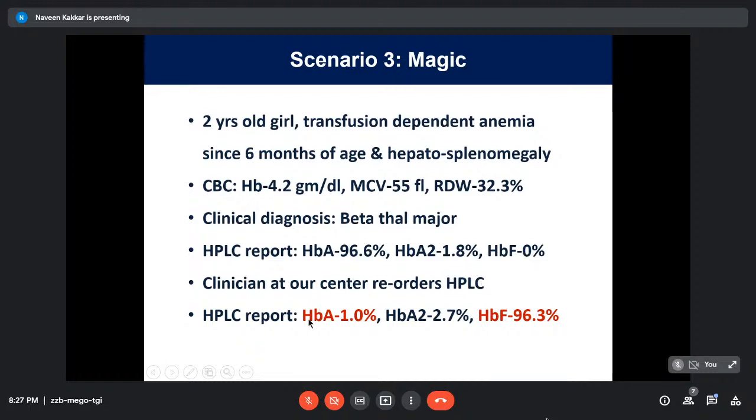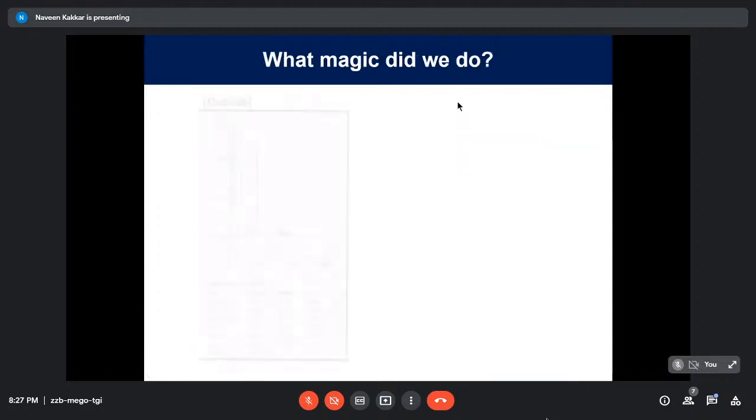What we have done is virtually switched everything. A is 1, A2 is 2.7, normal, but fetal is 96.3. And that's what I call magic. Let's see how we did it. So what magic did we do?